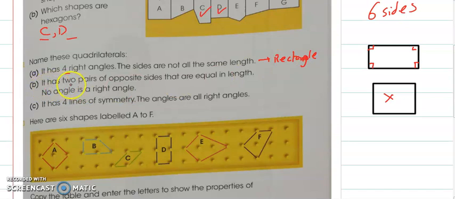The next question is, it has 2 pairs of opposite sides that are equal in length. No angle is a right angle. So that shape is called a parallelogram. In the parallelogram, the 2 pairs of opposite sides are equal in length, but no angle is a right angle. So I can say it's a parallelogram.